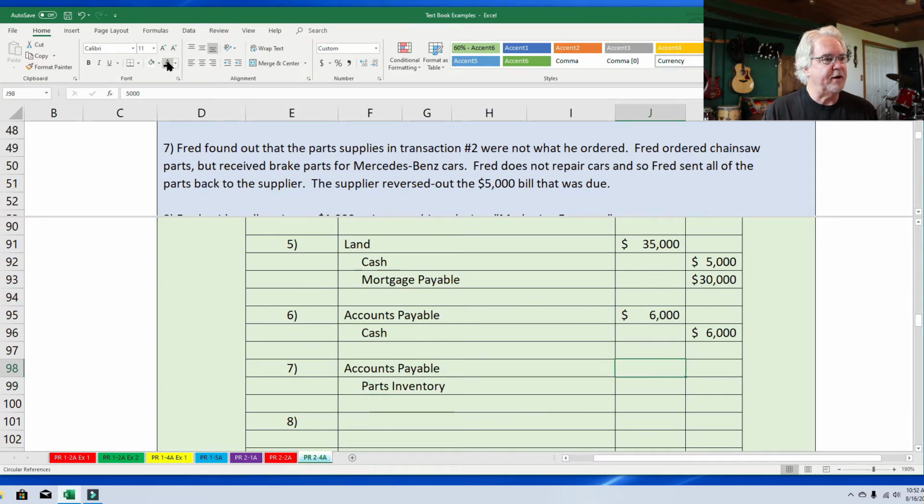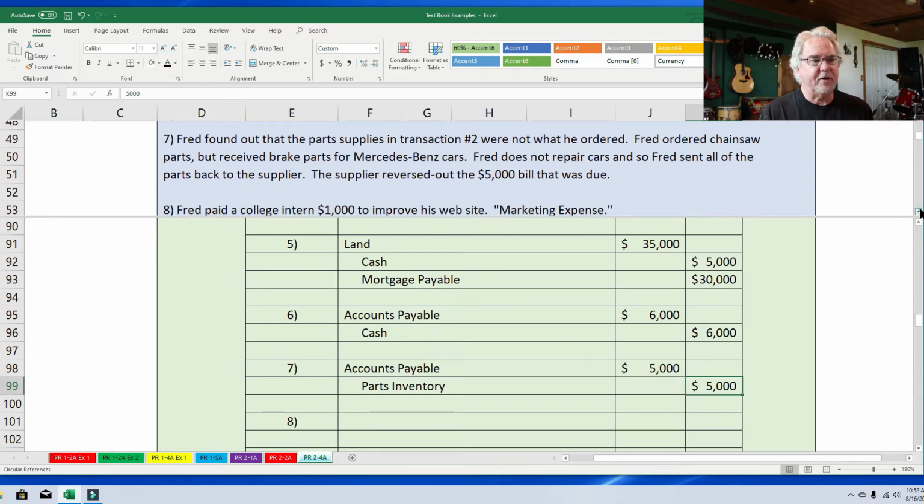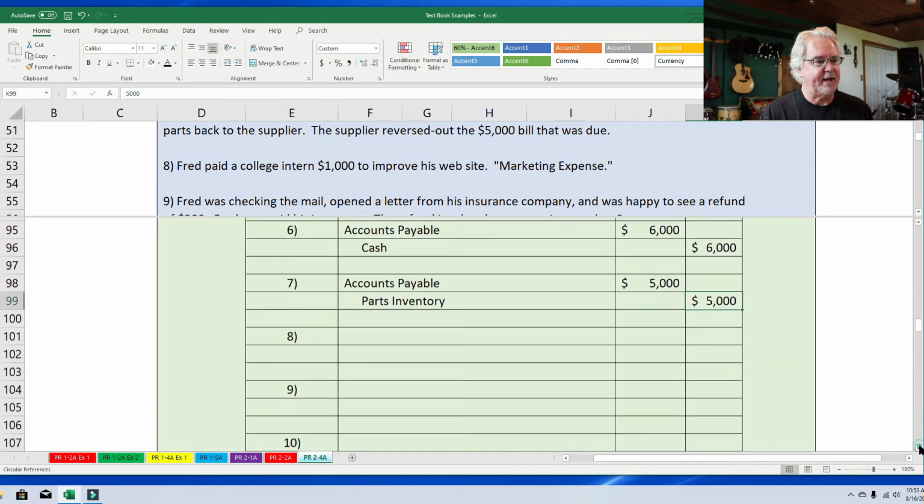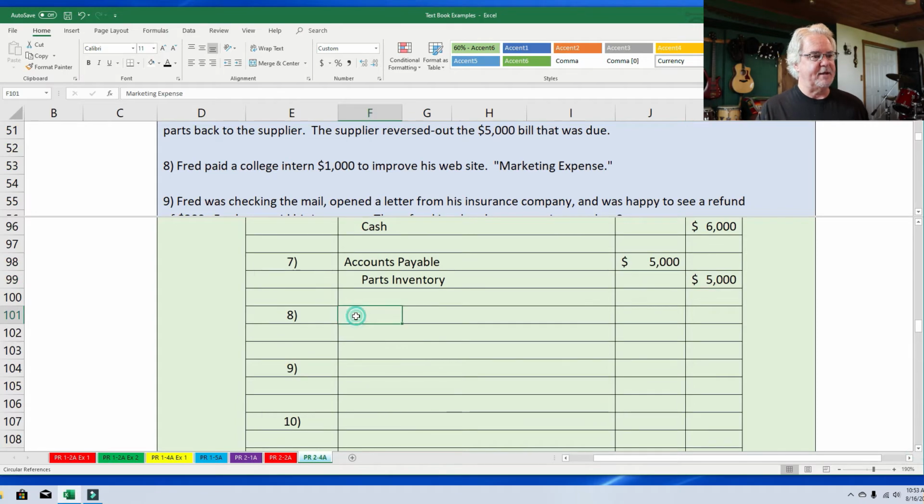So we're reversing out what we did in transaction number 2. It's the exact opposite, and it's cleaning out that account. And it's important for Fred to do that, because it's easy to pay your bills twice. I've seen that happen, where companies accidentally pay their bills twice, and they don't realize they paid their bills twice.